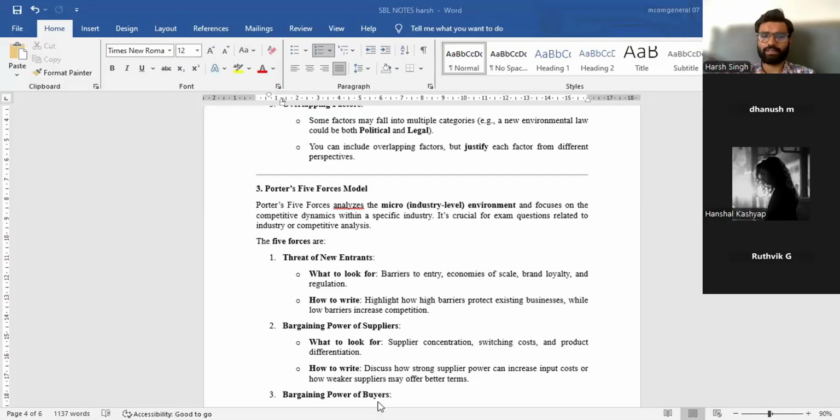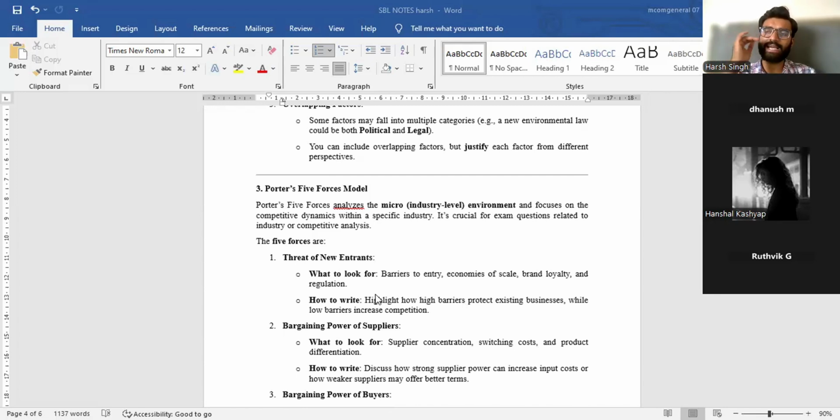So let us start the discussion regarding the Porter 5 forces, everyone. Let me quickly share the screen and we can start our discussion. Now, if you have understood the Pestel analysis, then Porter 5 forces is very simple. Porter 5 forces will be discussing about the industry. I hope this part is clear.